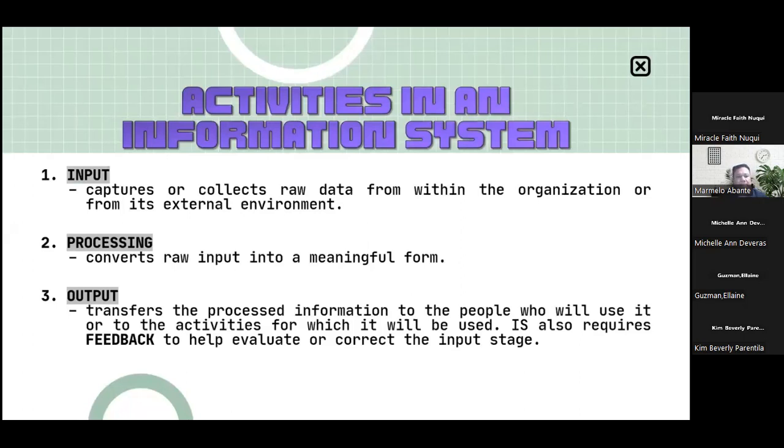IS also requires feedback, which is output that is returned to appropriate members of the organization to help them evaluate or correct the input stage. Together, these three activities form the fundamental building blocks of an information system in MIS.